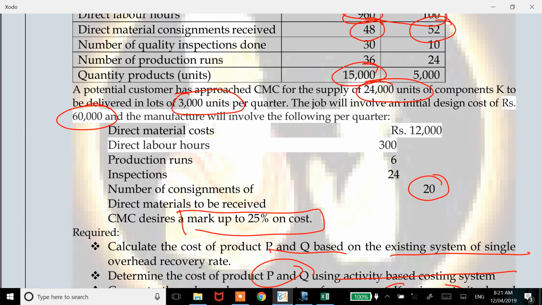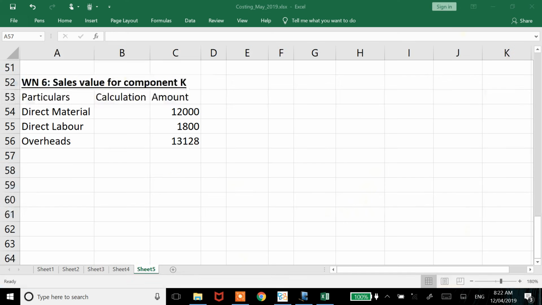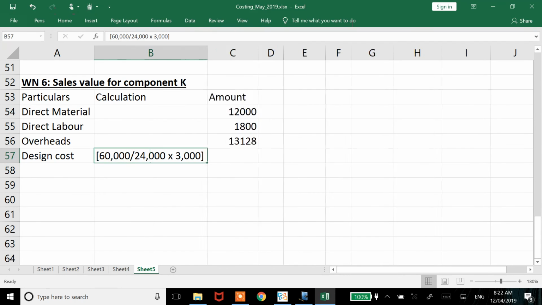Here they have incurred this 60,000. I'm going to apportion it over 8 quarters. How? 8 quarters is 3,000 per quarter, and overall supply is 24,000. This is an extra cost for the company. So design cost: 60,000 divided by 24,000 into 3,000.